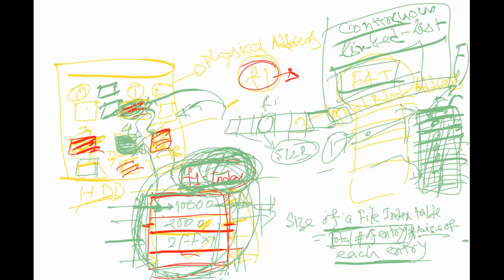It depends on the size of a file. Also, you need to multiply by the size of each entry. This entry size depends on the total number of blocks inside your hard disk. Let's calculate if it is a 512 GB hard disk, and each block is 512 bytes. So how many blocks will there be?